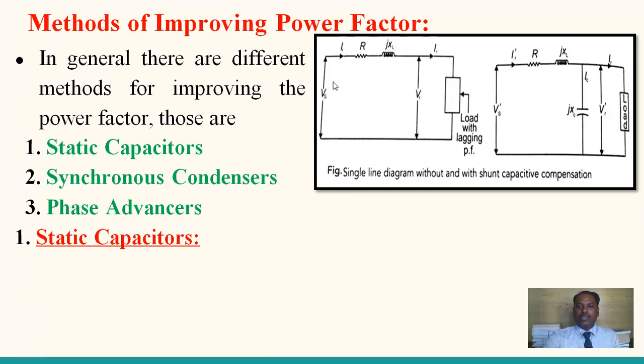This distance may be hardly 30 or 25 kilometers, through a load with lagging power factor. Obviously, the loads on the consumer side are with lagging power factors only. So this is the existing system without any shunt or static capacitor. A capacitor without any rotational part is known as a static capacitor. And this is the single line diagram of the circuit without any capacitor.